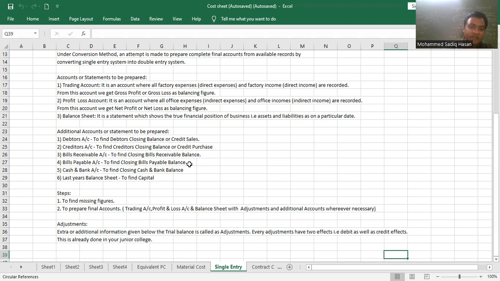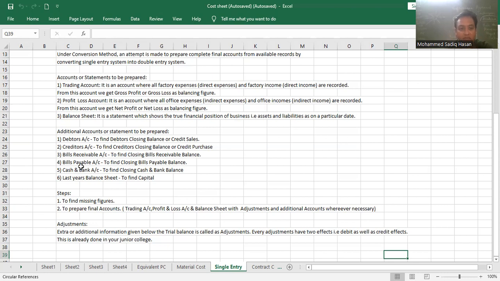So in that case, if there's any credit purchase figure which is missing, or any creditor's balancing figure, whether it is opening or closing, which is missing in the question, then we are going to open the creditor's account. This is the second additional account. Third, in the same way, we have the bills receivable account. So any closing balance of bills receivable or opening which is not given in the question, then we need to open the bills receivable account to get the balancing figure.